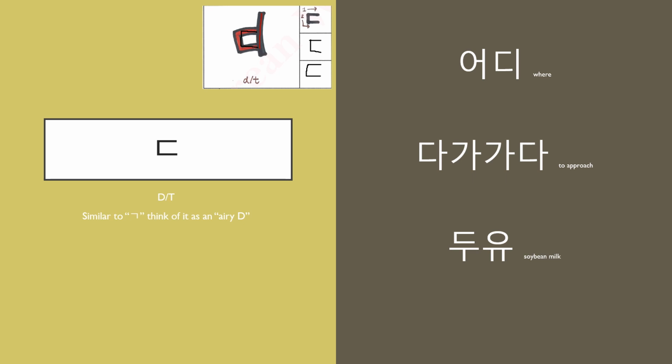The second word is to approach, and it's pronounced as 다가가다, 다가가다, 다가가다. And the last word is soybean milk, and it's pronounced as 두유, 두유, 두유.